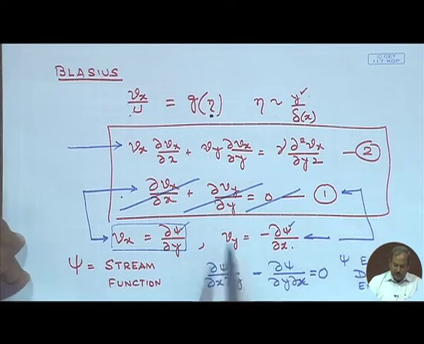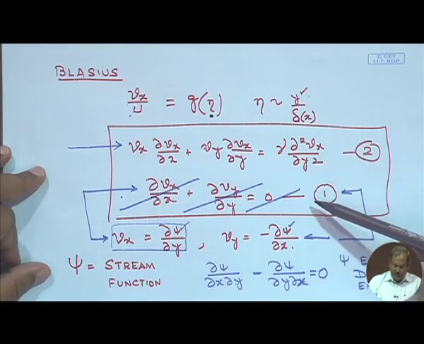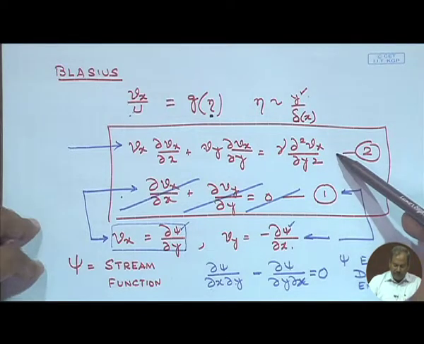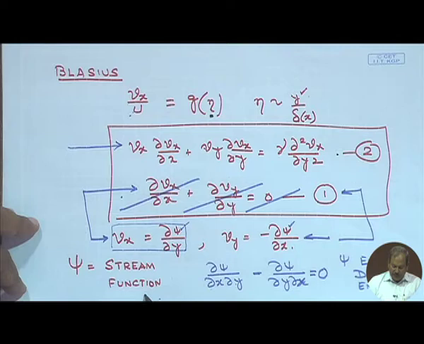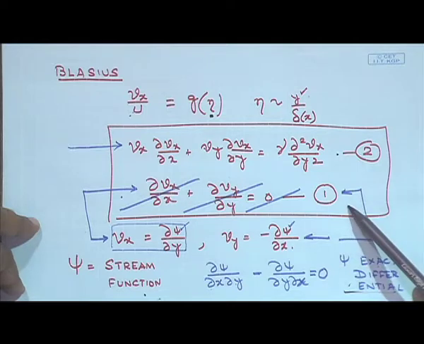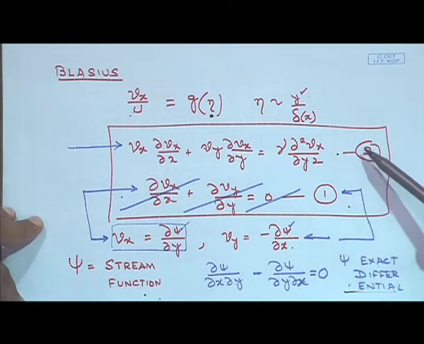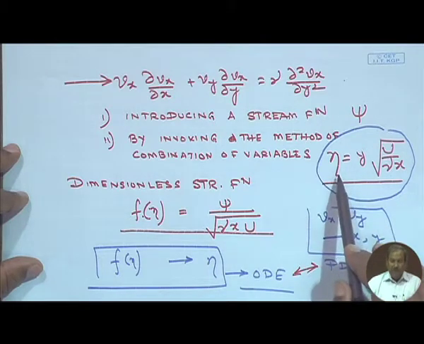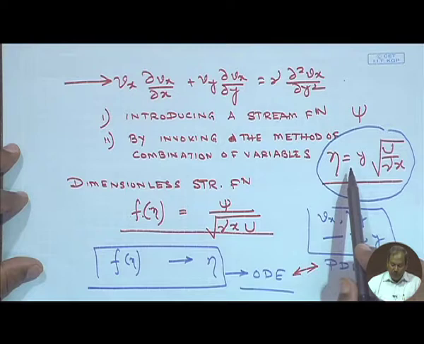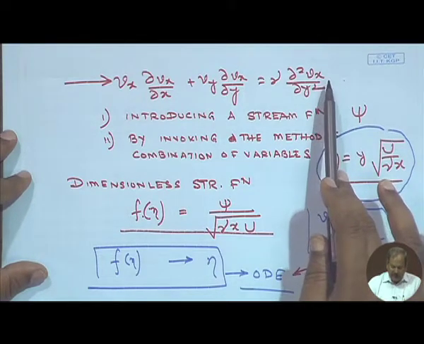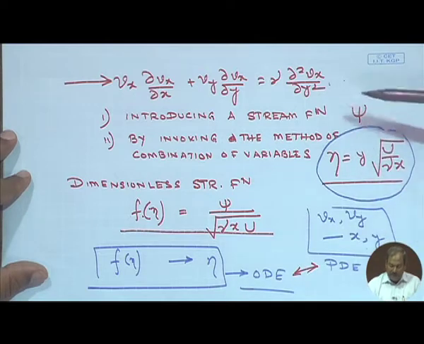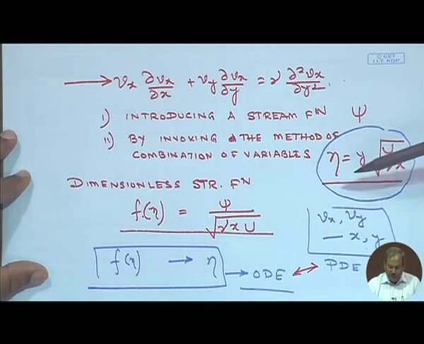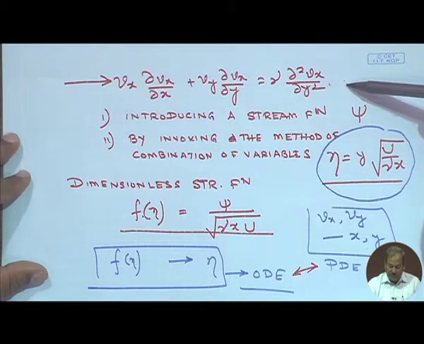So with this, we have two equations to deal with. The first one is the equation of continuity and the second is the equation of motion. If we introduce a stream function, then because of the property of the stream function, the first equation, that is the equation of continuity, gets automatically satisfied and we are left only with the equation of motion. Using the method of combination of variables which we have discussed in the previous class, we are hoping that this PDE can be transformed to an ODE, and we would see whether it would work here in this specific case or not.